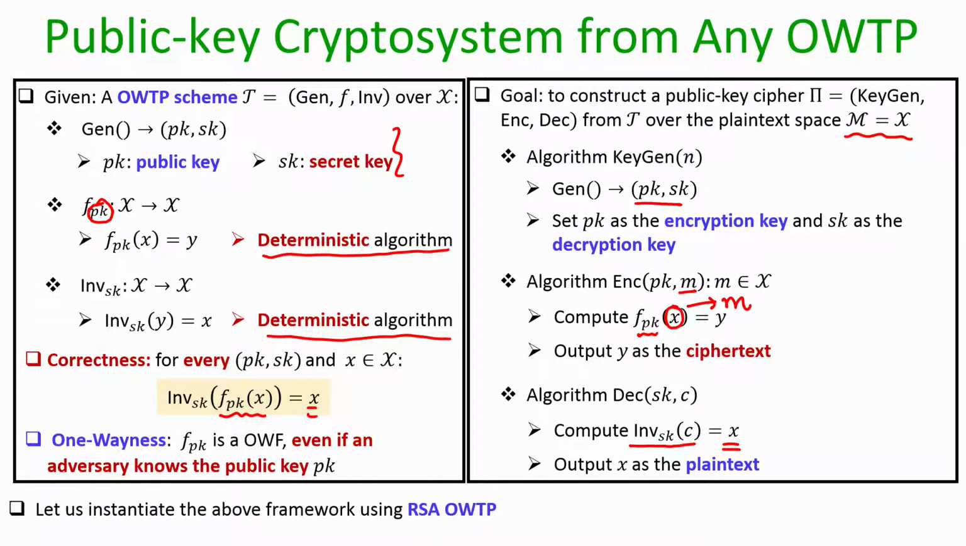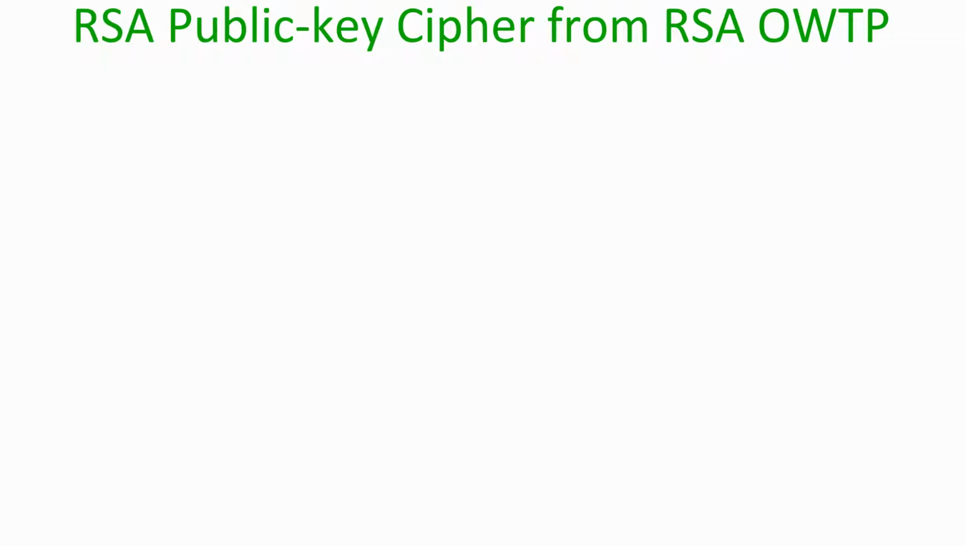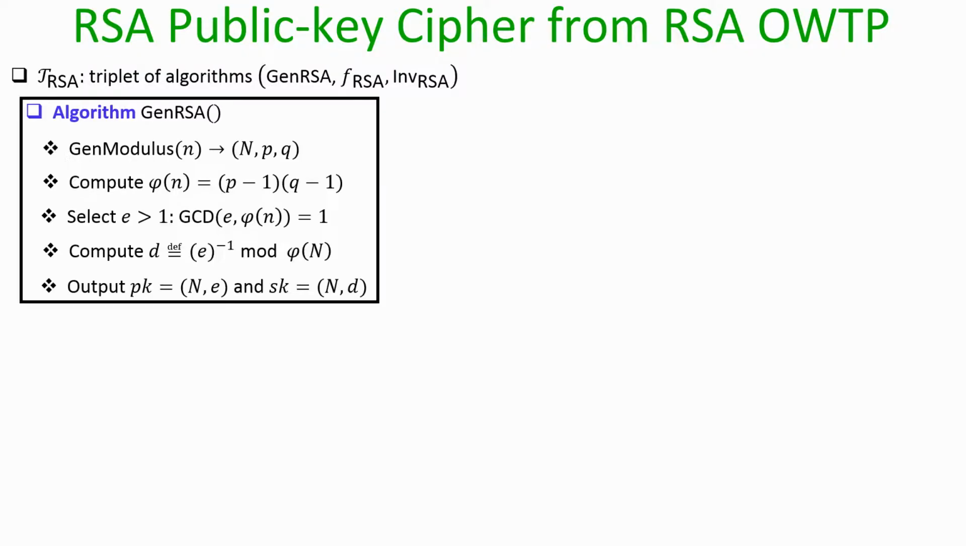So, now let us instantiate this framework using the RSA one way trapdoor permutation. Remember, in the last lecture we have seen that the RSA permutation can be considered as a one way trapdoor permutation scheme, and the details of the RSA trapdoor permutation scheme are as follows. The parameter generation algorithm for the RSA trapdoor permutation runs the GenModulus algorithm and outputs primes p and q of size little n bits and the modulus big N, where big N is the product of p and q. Then it computes the value of phi of N, namely the size of the set Z_N star, and phi of N will be the product of (p minus 1) into (q minus 1).